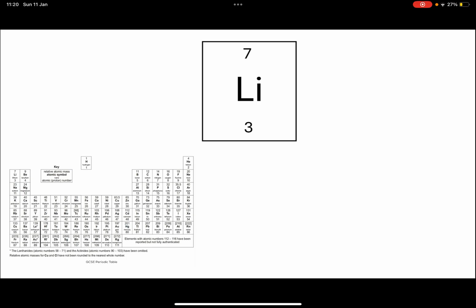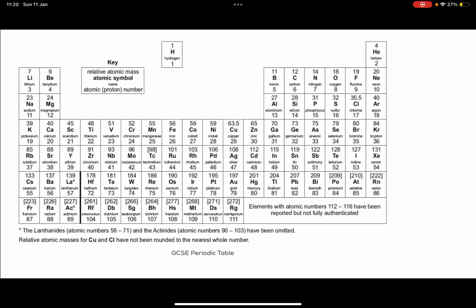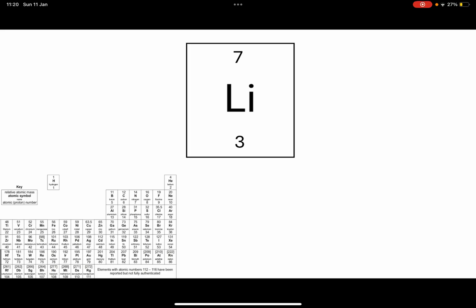We know their mass, we know their charge. Now we need to know, how do we work that out for every individual element? So you will get a periodic table in your exam. You can see it now on the screen, and it has got a key. I'm going to go through that with you in a second, but we're just going to focus on how the two numbers can help you with the atomic structure.